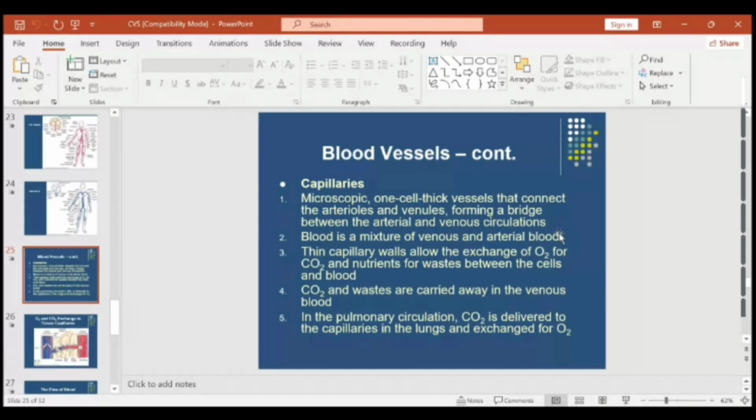Because of that pressure difference, we are able to have the circulation of blood. And that simply obeys the principles of fluid flow, or simply the dynamics of fluids.